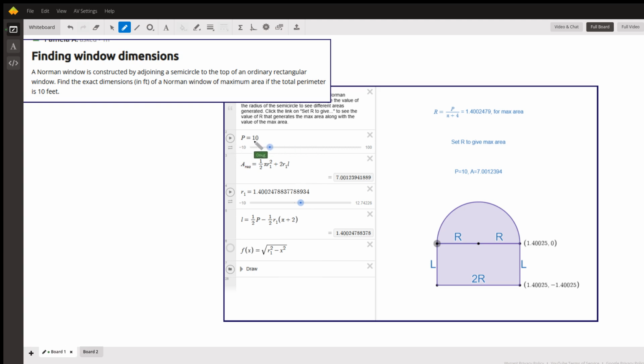This Desmos graph allows you to set P to whatever value you want. Really should have started at 0 here. But it turns out that P over pi plus 4 is the value of the radius that gives you the maximum area. How do we show that?